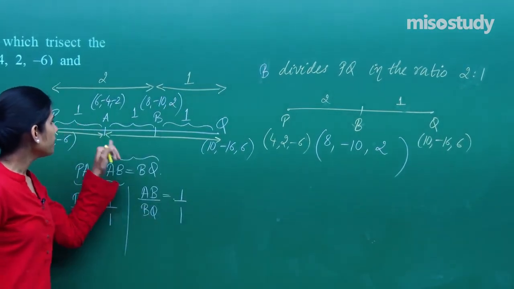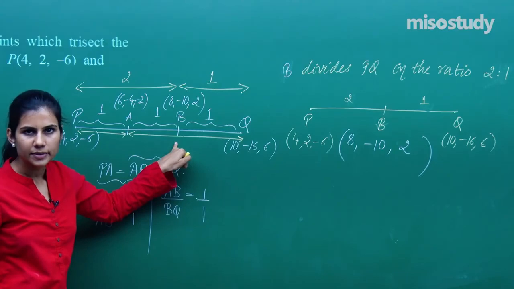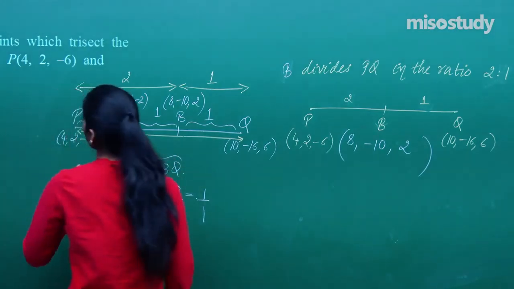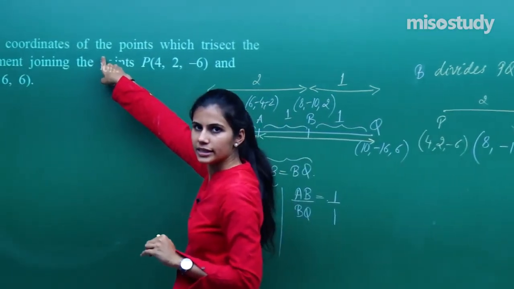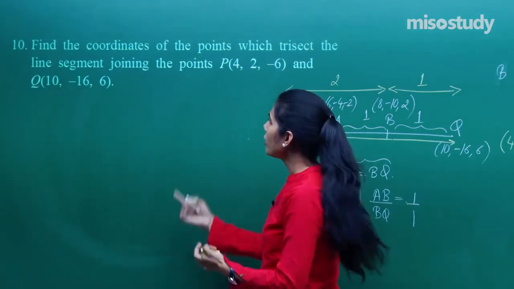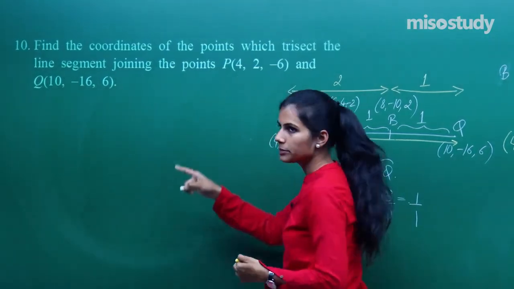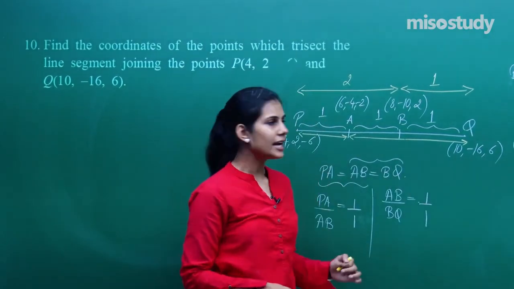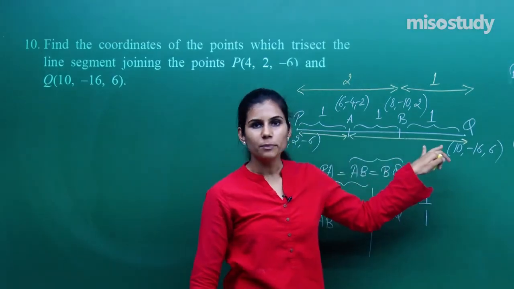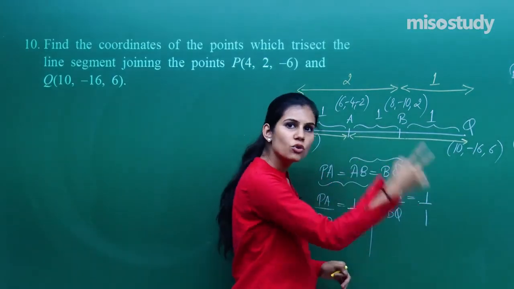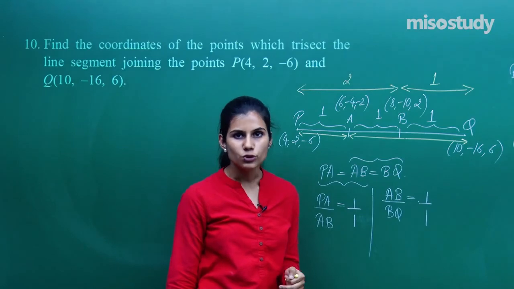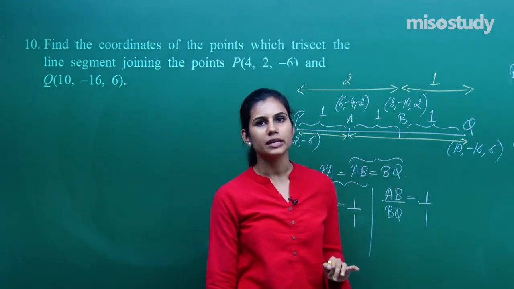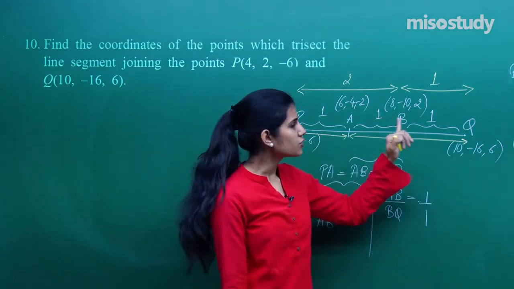So that's how I have got the coordinates of those 2 points. There cannot be more than 2 points. The question did not say find the coordinates of 2 points. It just said find the coordinates of the points which are trisecting the line segment joining P and Q. In order to trisect a line segment into 3 equal parts, I need 2 points. So I have calculated the coordinates of those 2 points which are trisecting my PQ segment in the ratio 1:1:1.